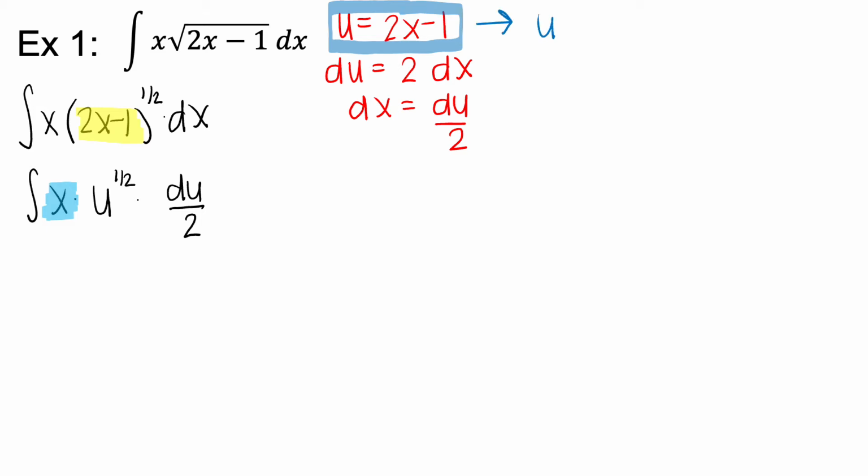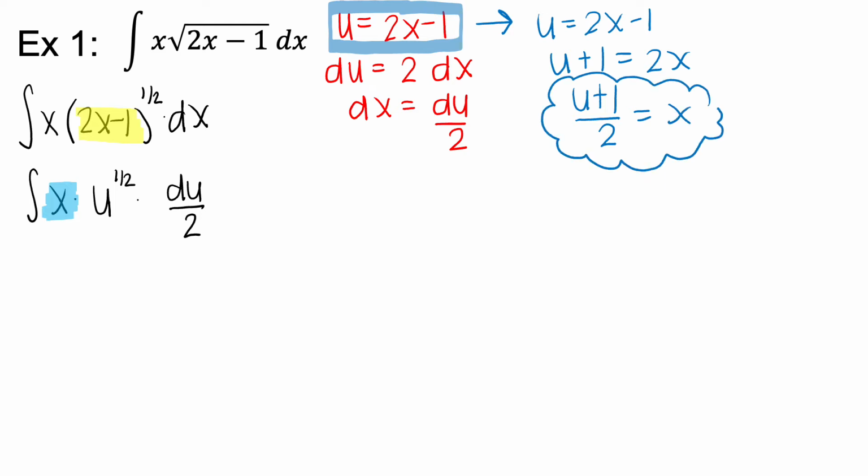So if we have u equals 2x minus 1, then u plus 1 equals 2x. So u plus 1 over 2 is just equal to x. So just to reiterate, we went back to the equation that we chose for u, and we decided to solve for x. So we moved it around and we got x equals u plus 1 over 2.